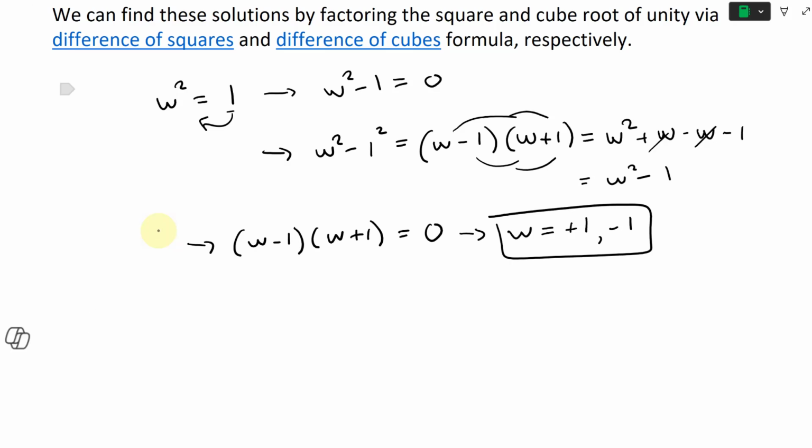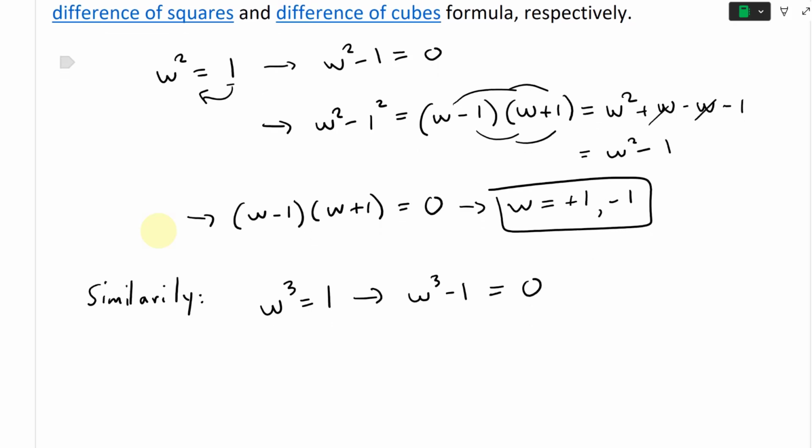All right, so now we can do the same thing. Similarly, now we'll have a difference of cubes. Let's say the cube root of unity, w cubed equals 1. This should give us 3 solutions. Same thing, let's move the 1 to the other side. So we're going to get w cubed minus 1 equals 0. And this is the same thing as writing w cubed minus 1 cubed, so this is a difference of cubes.